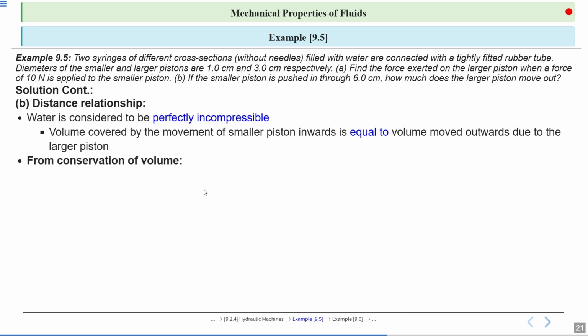From the conservation of volume, we derive the equation L1 into A1 equal to L2 into A2. So L2 equal to A1 divided by A2 into L1. Now substituting the values of the areas and the distance moved by the smaller piston. So we have L2 equal to 25 into 10 raised to the power minus 6 divided by 225 into 10 raised to the power minus 6 into 0.06.